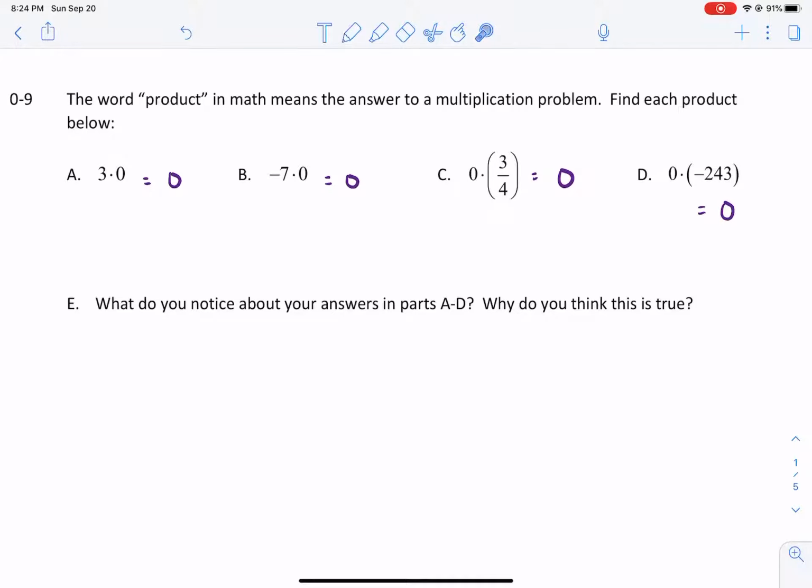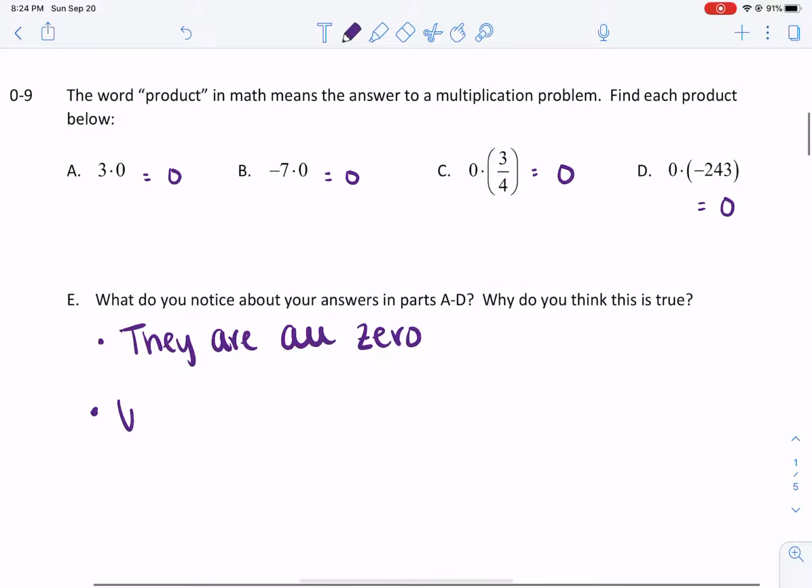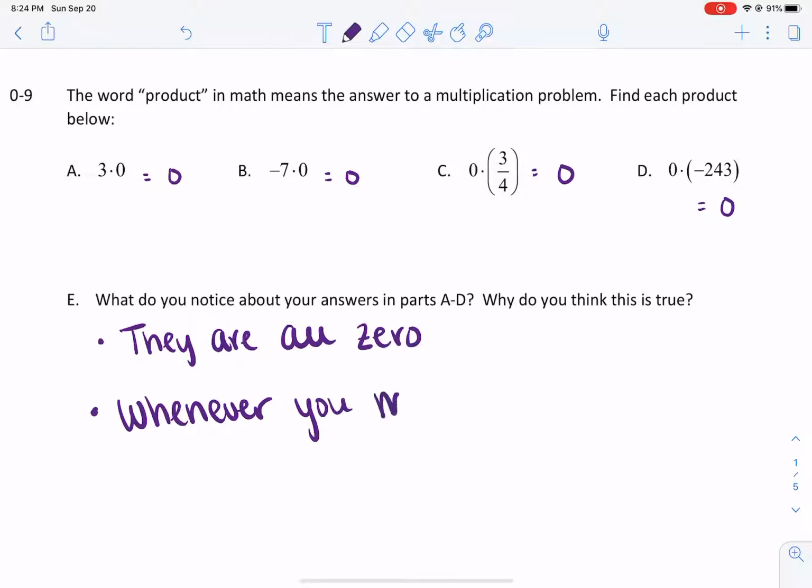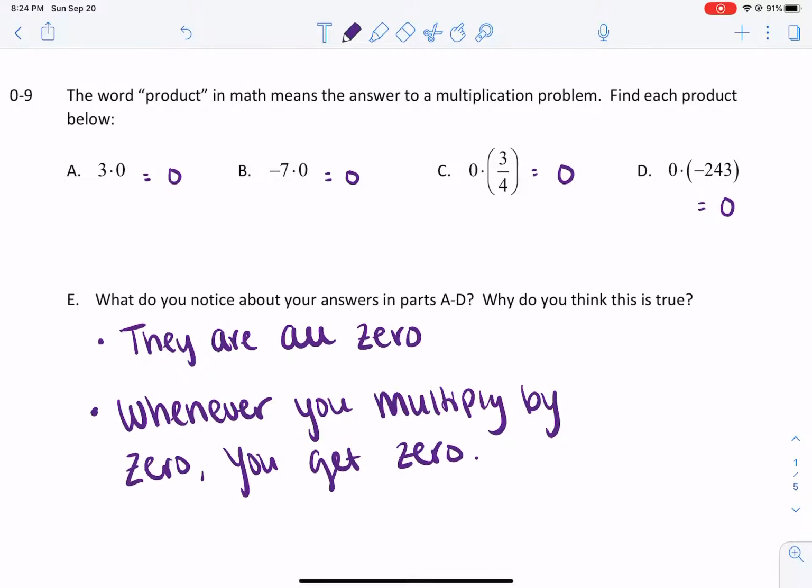So looking at part E here, what do you notice about your answers in part A through D? Why do you think this is true? Well, something that we notice is that they are all 0. And why do we think this is true? Well, whenever you multiply by 0, you get 0. Okay, so let's move on to our next page.